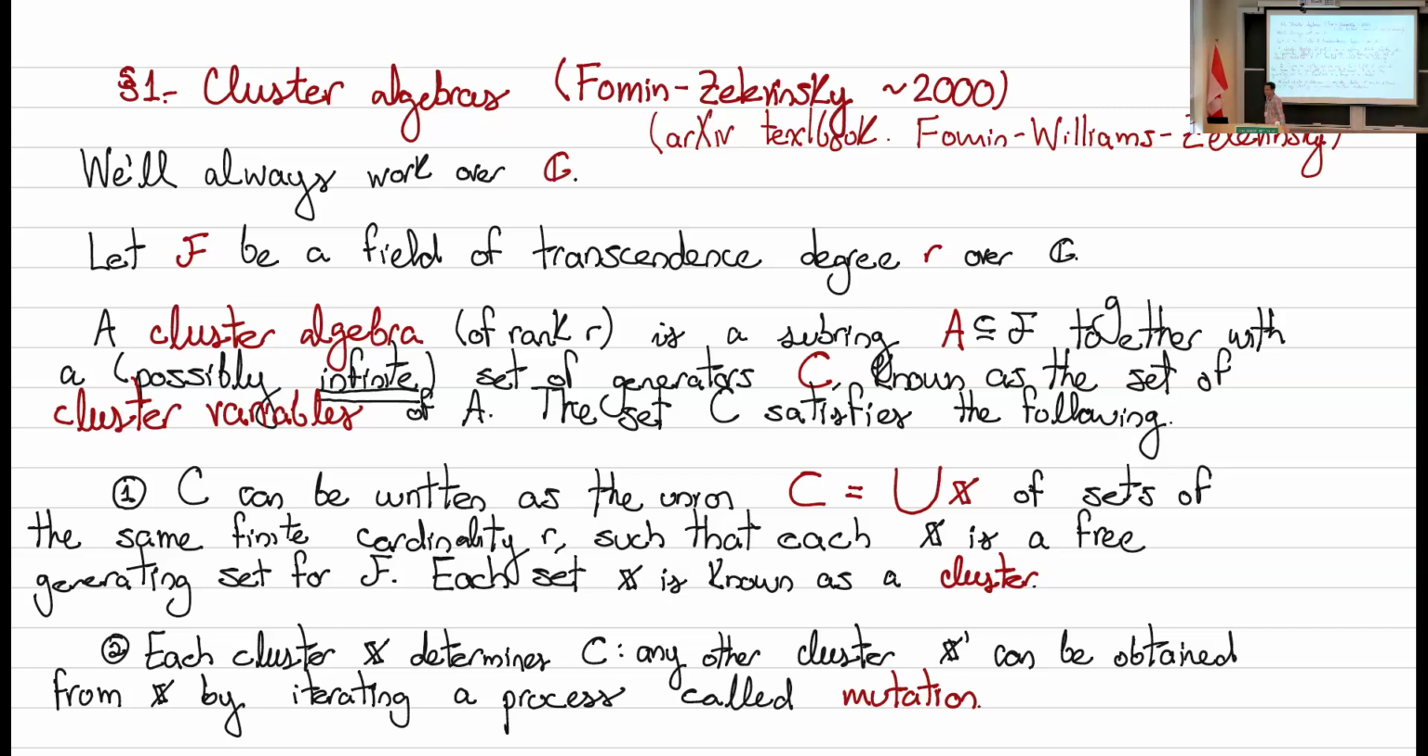Okay. And I should say everything I will say in this first part is due to Fomin and Zelevinsky, who defined cluster algebras around the year 2000. And there is a great textbook on the arXiv by Fomin, Williams, and Zelevinsky in several chapters throughout the years. I think they're not done writing it yet. So I want to move on to this mutation procedure. Are there any other questions?